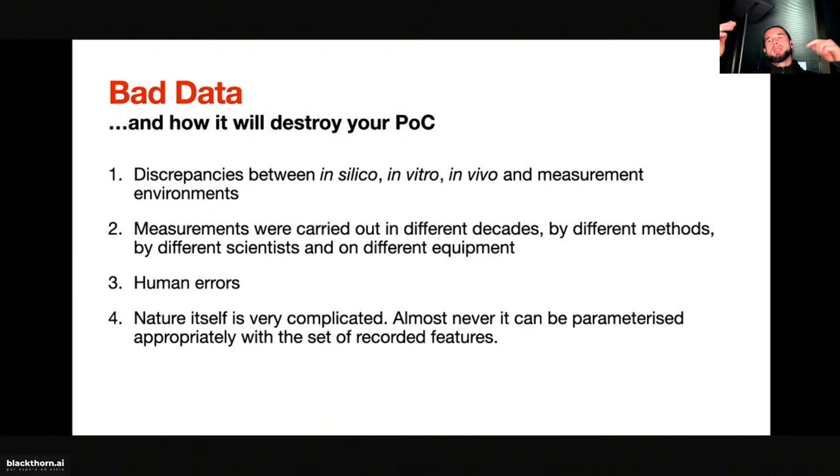Of course, we have a discrepancy and room for errors. This is related to discrepancies between in silico, in vitro, in vivo, and measurement environments. I explained what in silico is, modeling of the environment; what in vitro is, a study in an experimental environment like cells or mice; and in vivo, which is actually a human body or target organism environment. And also how we measure the crystals and other stuff. Then the measurements themselves were carried out in different decades by different methods, different scientists, and on different equipment.